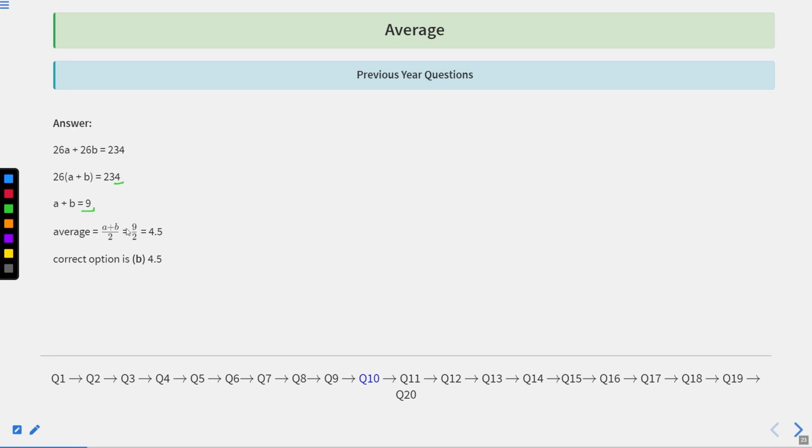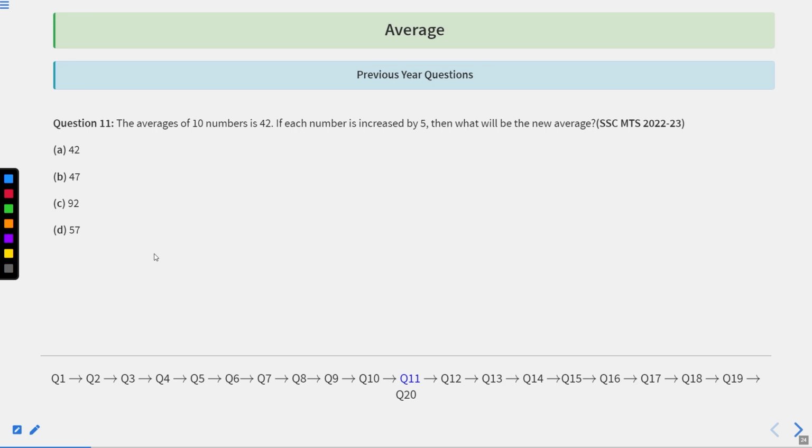And on simplification, you will get A plus B equal to 9. So the average is going to be (A plus B) upon 2, that is 9 upon 2, and it will be 4.5. So the correct option here will be option number B, that is 4.5. Let us move ahead to question number 11. The average of 10 numbers is 42. So we have 10 numbers and their average is given to us, that is 42.